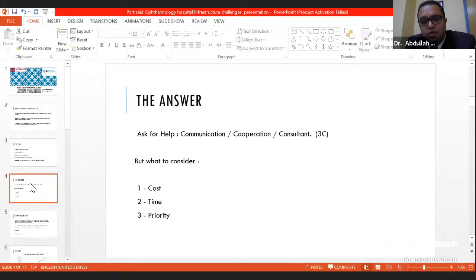First of all, we set all the stakeholders for the project. We sat together, we decided to cooperate, and we used proper consultation. We had to consider three very basic items. I would like to thank Dr. Mu'taz for outlining the term opportunity cost, because the cost, the time, and the priorities for any project are the most important items that you should consider.